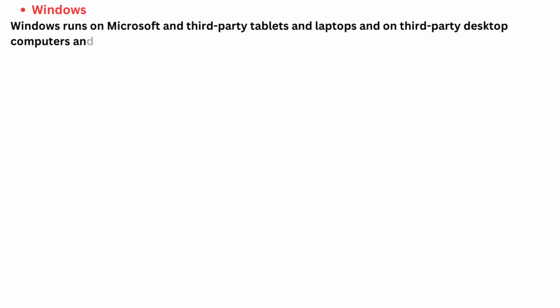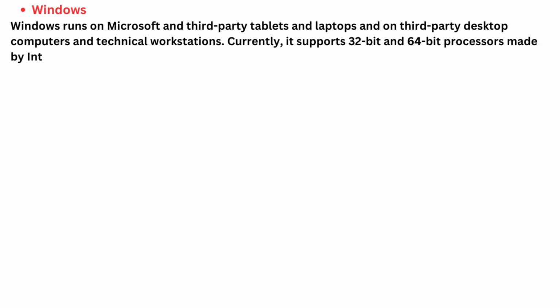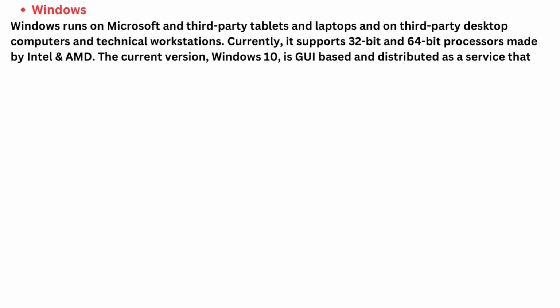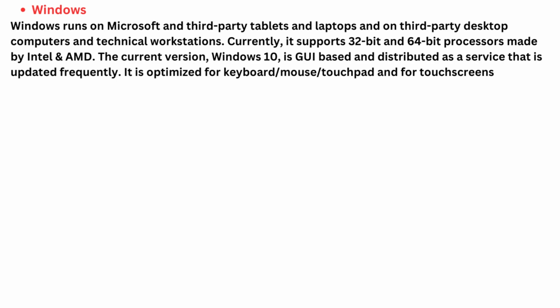Windows. Windows runs on Microsoft and third-party tablets and laptops and on third-party desktop computers and technical workstations. Currently, it supports 32-bit and 64-bit processors made by Intel and AMD. The current version, Windows 10, is GUI-based and distributed as a service that is updated frequently. It is optimized for keyboard, mouse, touchpad and for touch screens, switching modes according to installed hardware or user preference.